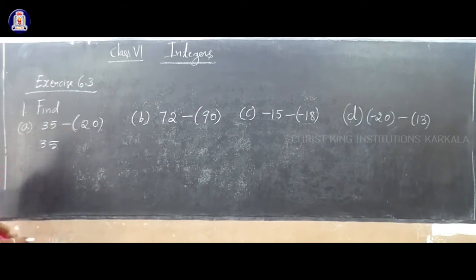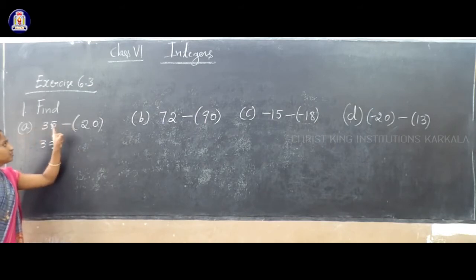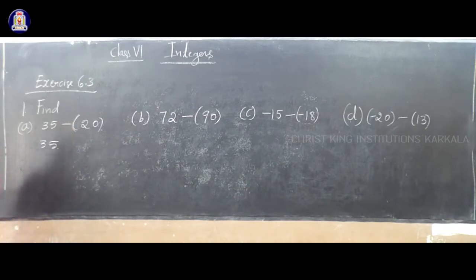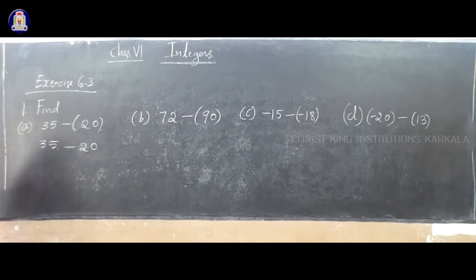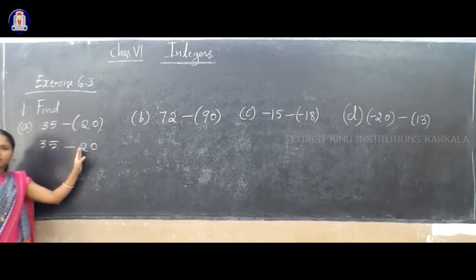So now how to solve this? How to remove the bracket? First you have to remove the bracket. So how to remove this bracket? Just multiply the sign. Here, the minus into plus. What is minus into plus? That is minus. So minus 20. Okay. Plus 35 minus 20.